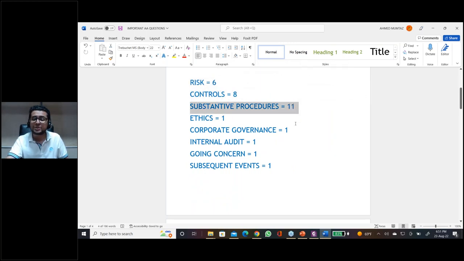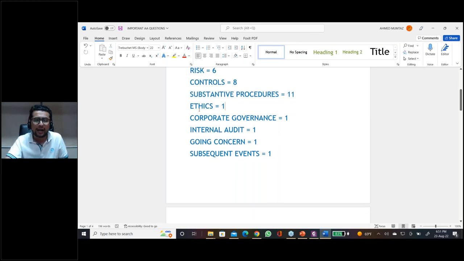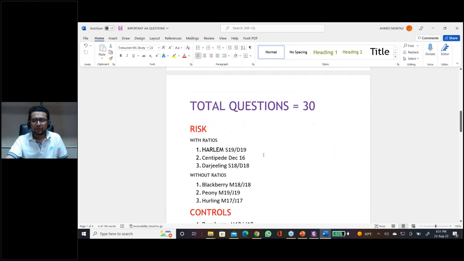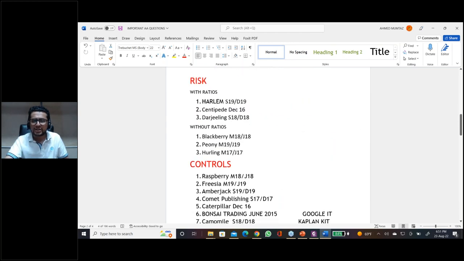Why so much? Because, A, they are quick, and B, their weightage in the final exam is on the higher side. Ethics 1, corporate governance 1, internal audit 1, going concern 1, subsequent event 1. Now, here's the list of the risk questions. The first 3 questions are with ratios. The next 3 questions are without ratios.